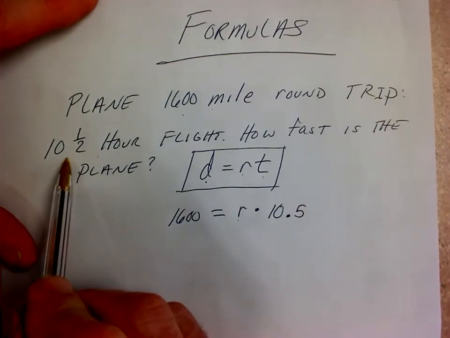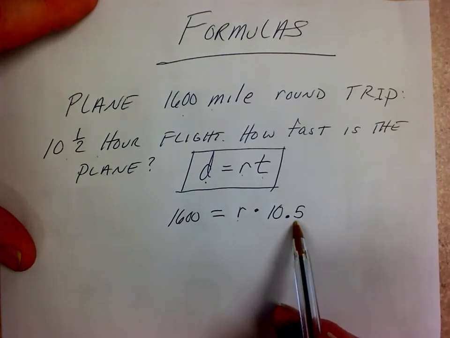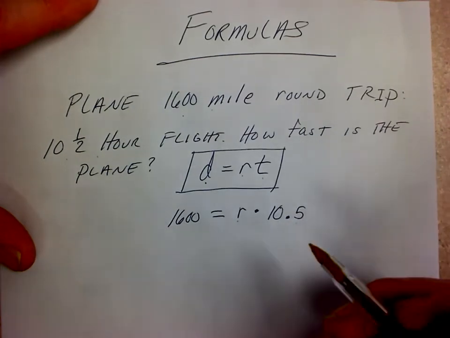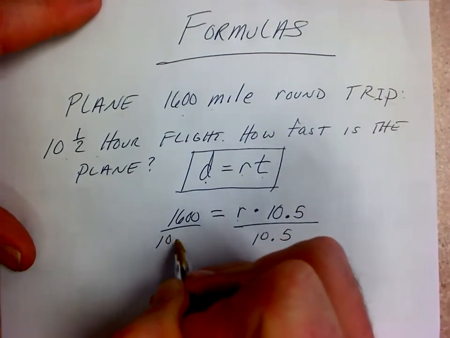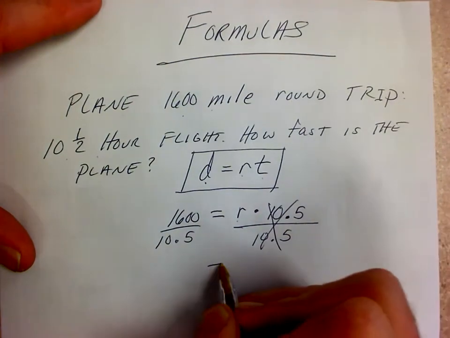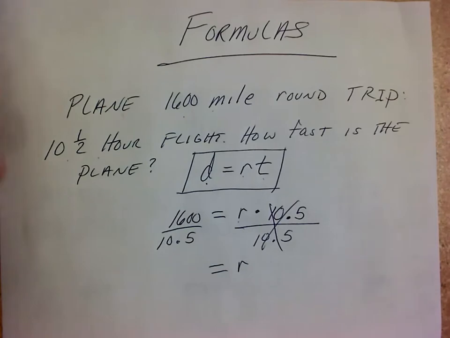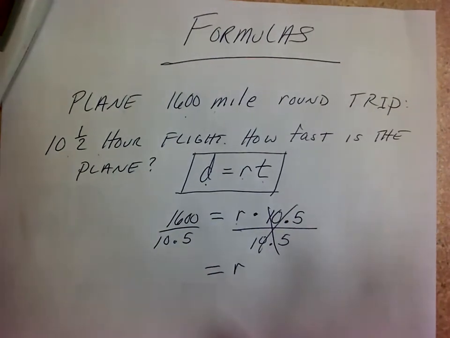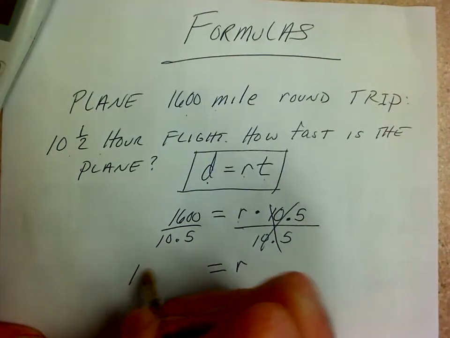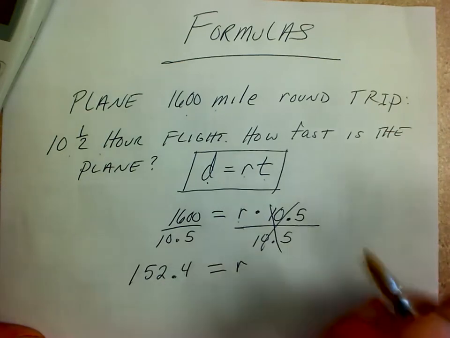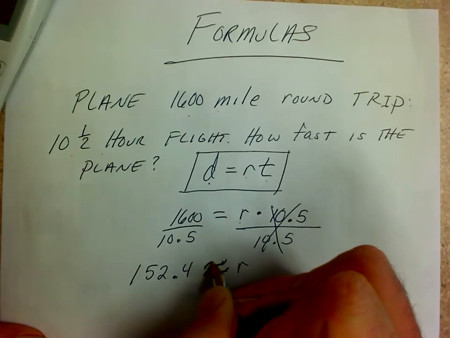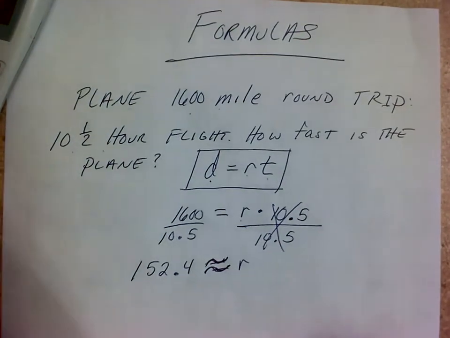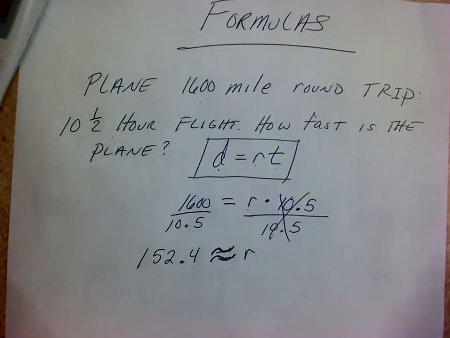Again, notice I went ahead and rewrote 10.5 as a conversion. Based on our algebra skills that we've been talking about, to solve this for R, we would need to divide both sides by 10.5. So R equals, and to save time here, I'm cheating, 1,600 divided by 10.5 is 152.4. Now I'm going to change that to squiggle equals because I rounded that. So this plane is flying approximately 152.4 miles an hour.